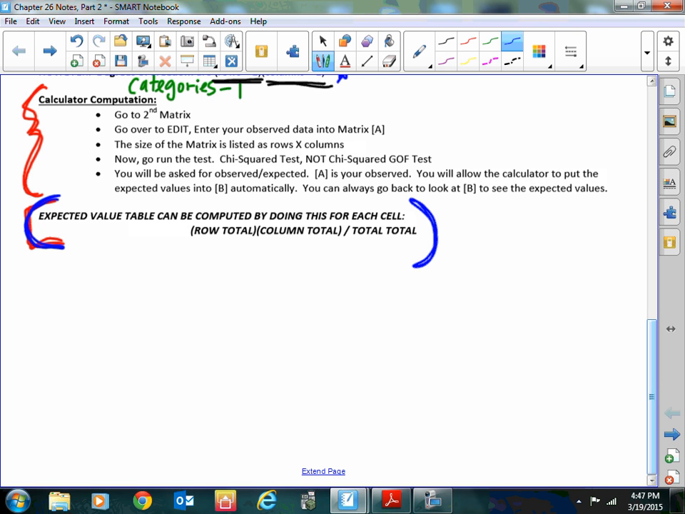And here it is. You take the row total, which on that matrix I think was 46, but we'll do that in a second, times the column total, which were all 50. So I'd do 46 times 50 divided by, for lack of a better word, the total. So the whole entire total of the sample, which was 150. Okay, so let's go do that.